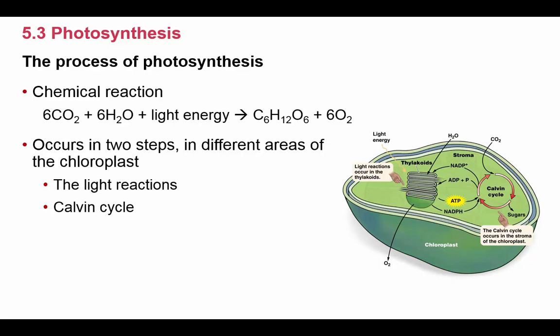And there's two steps where this happens in the chloroplast. There are the light reactions, which you can see in the diagram, happen in the thylakoid membranes, and then the Calvin cycle that happens out there in the stroma.